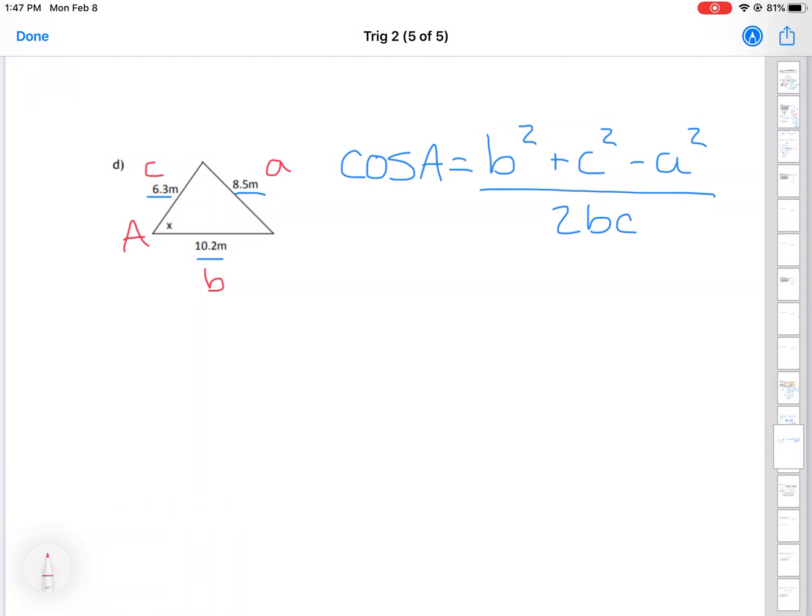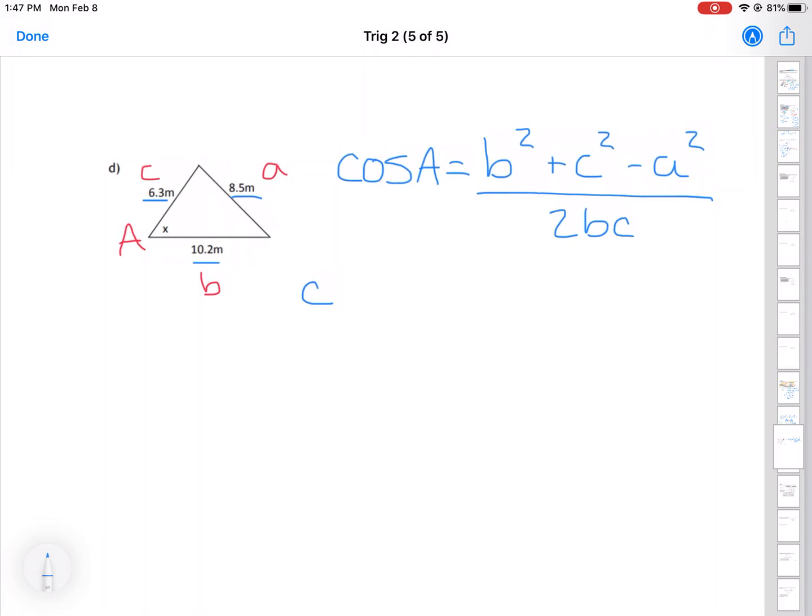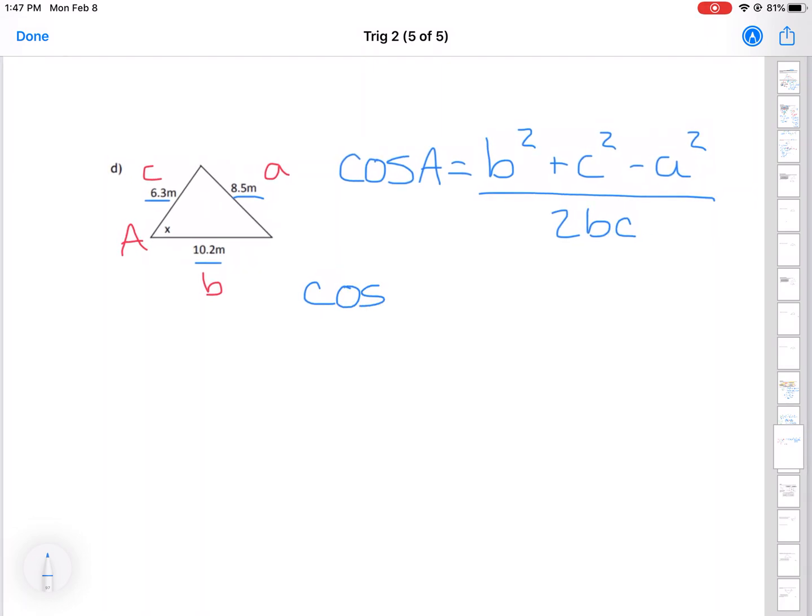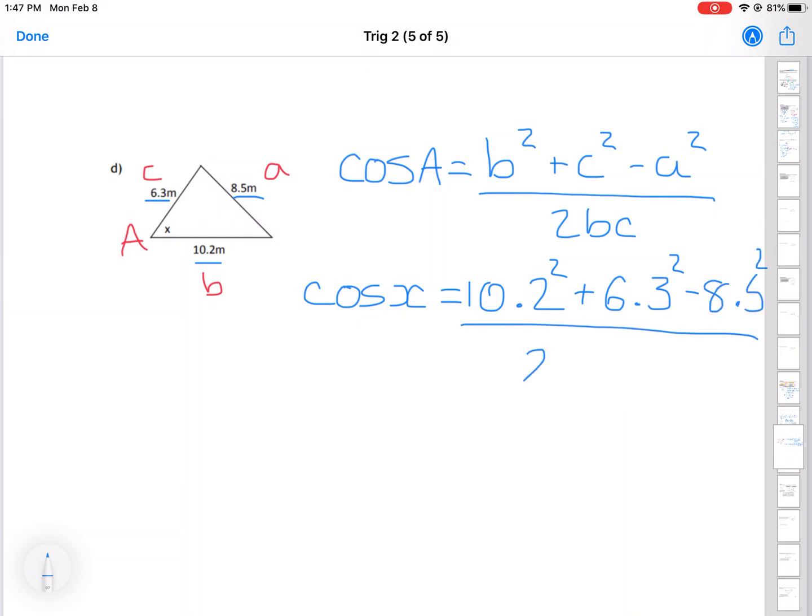I don't even need to bother with the angles for this question, so I'm not going to label them in and make the triangle look a little bit more messy. So just leave everything as it is. So capital A can get replaced by angle x. B is 10.2 squared. C is 6.3 squared. Take away a squared, which is 8.5 squared. All of that is over 2 times 10.2 times 6.3.